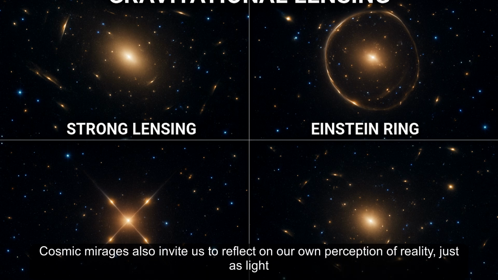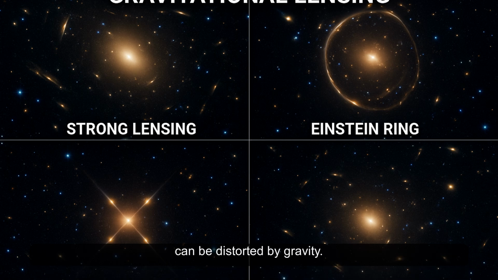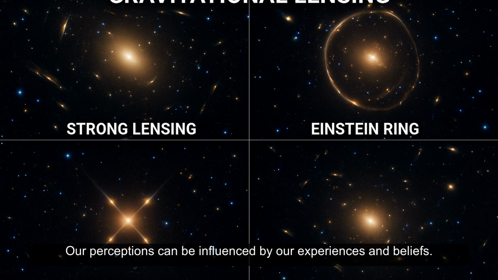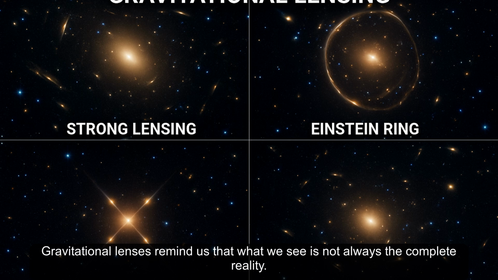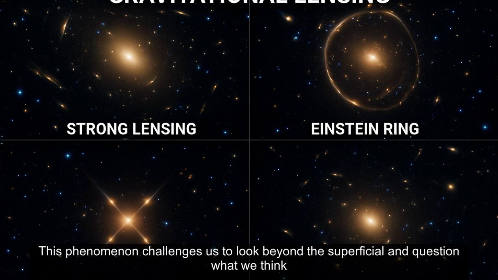Cosmic mirages also invite us to reflect on our own perception of reality. Just as light can be distorted by gravity, our perceptions can be influenced by our experiences and beliefs. Gravitational lenses remind us that what we see is not always the complete reality. This phenomenon challenges us to look beyond the superficial and question what we think we know.